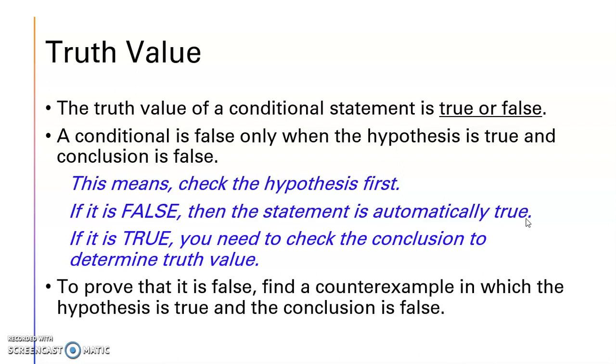Okay, I know that's a bit weird, but we'll take a look at it in class and hopefully I can clear up your questions. Now, to prove that a statement is false, you need to find a counterexample in which the hypothesis is true and the conclusion is false. Okay, so to prove that something is false, you need a counterexample that will make the hypothesis true, but the conclusion will not be true. Let's take a look at an example.